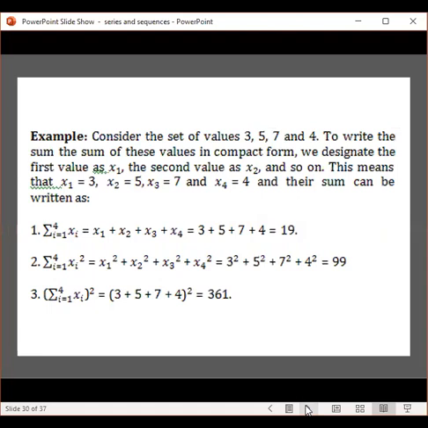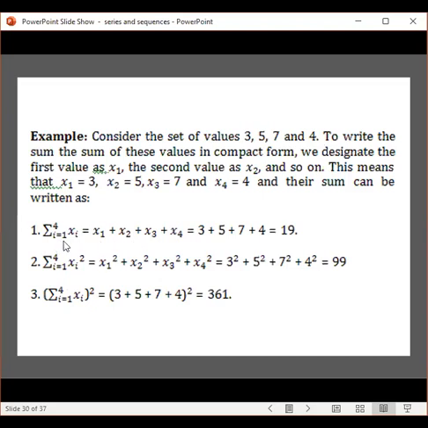Now, example. Consider the set of values 3, 5, 7, and 4. To write the sum of these values in compact form, we designate the values as x sub 1, x sub 2, and so on. So we consider 3 as our x sub 1, 5 is our x sub 2, 7 is our x sub 3, and 4 is our x sub 4. So we have here the summation of x sub i, where i is from 1 to 4. So that would be x sub 1 plus x sub 2 plus x sub 3 plus x sub 4.